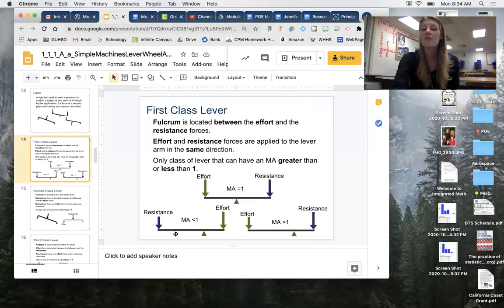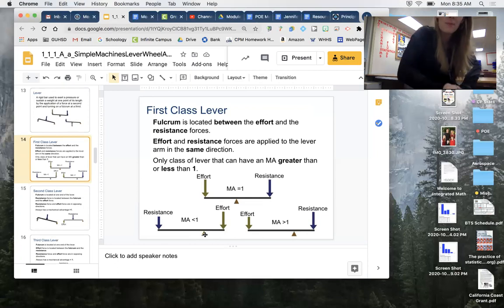If the fulcrum is closer to the effort, so now you have your resistance here and the fulcrum is closer to you, you're going to have a mechanical advantage less than 1. It's going to take a lot of effort. Like if I put 20 pounds here, it's going to take a ton of effort if the fulcrum is close to me. That's going to take a lot more effort for me to push down. That's not ideal usually.